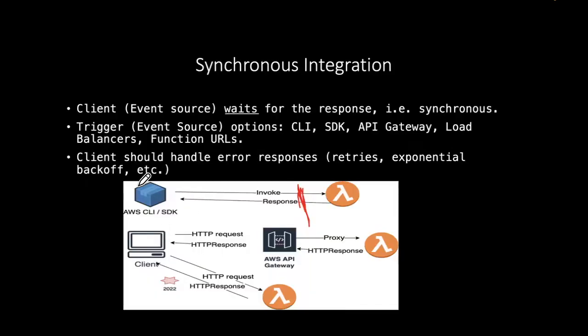And the other main point was that in the synchronous integration model, the client, whether it be this or this, is responsible for dealing with any errors that might be thrown by the Lambda function. Typically, what the client will want to do is maybe to retry the execution of the Lambda. But it's up to the client to handle all of that.